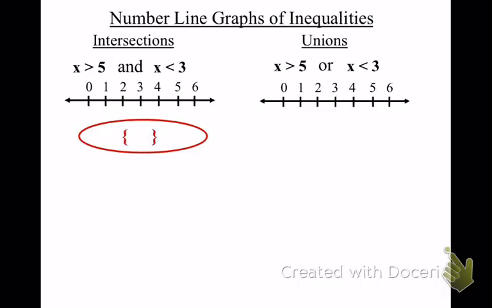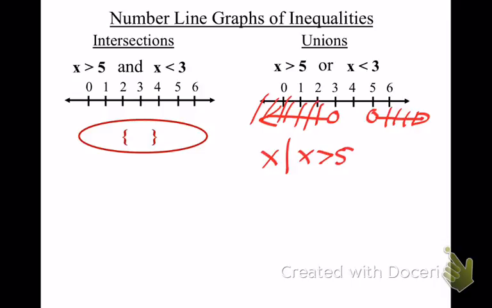Now let's finish this. X is greater than 5. It's an open circle. Okay? X is less than 3. Right? It goes here. It's a union. It's these people are invited to the party, and these numbers are invited to the party. So when I write it, I say X is such that X is greater than 5 or X is less than 3.